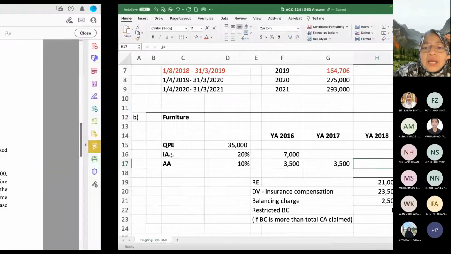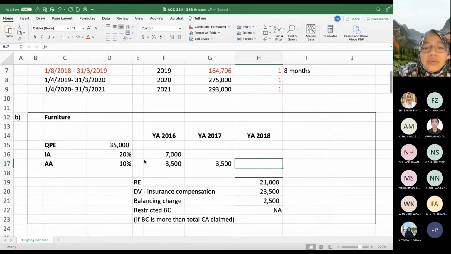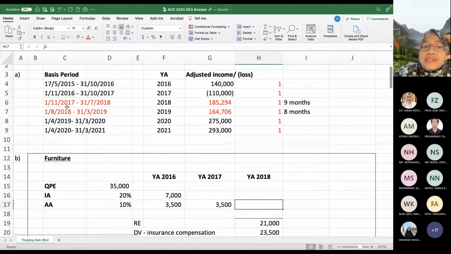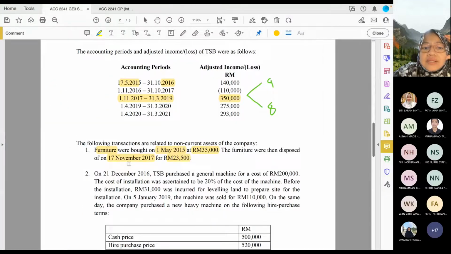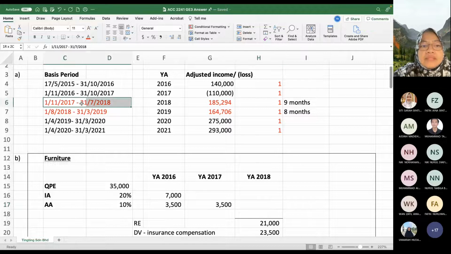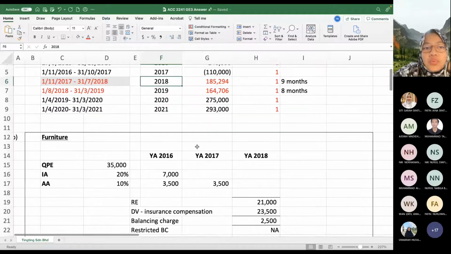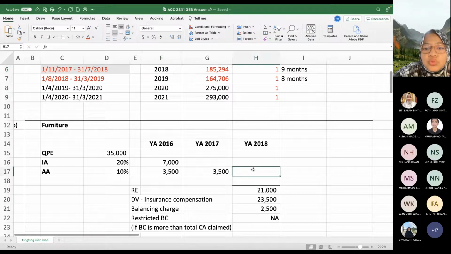But when you dispose on 17 November 2017, how do you decide which YA that is? You have to go back to your basis period. 17 November 2017 falls in this period, isn't it? So that is YA 2018. When you dispose in YA 2018, you cannot claim any annual allowance.